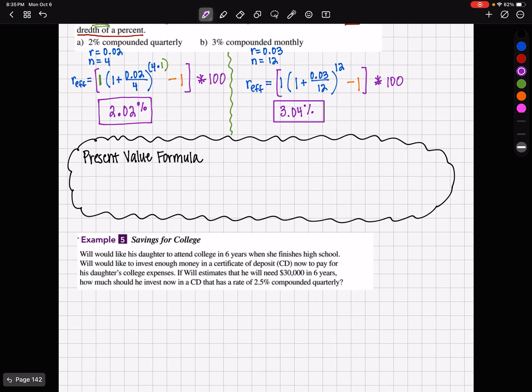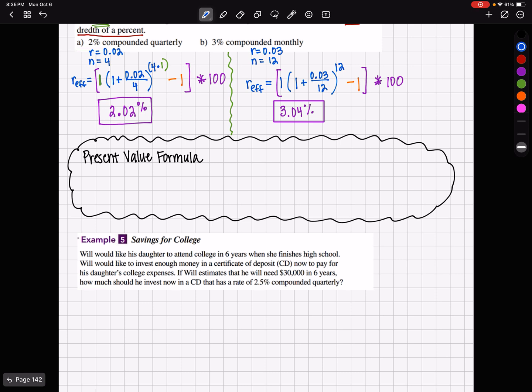Okay, our last video in this lesson on compound interest is going to be working with the present value formula. Now again, no reason to be concerned or alarmed that you have to memorize these formulas. They will be provided for you.